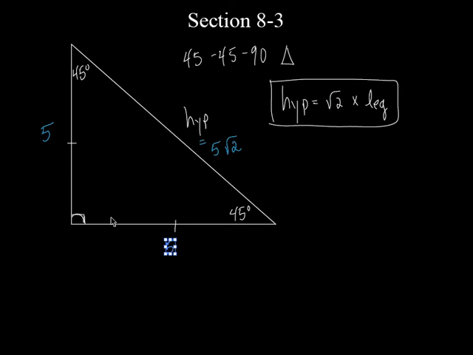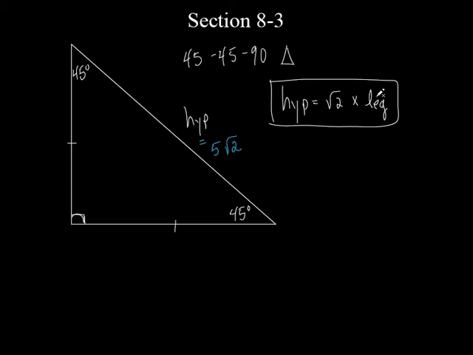What if they tell you the hypotenuse and you have to find one of the legs? So what if the hypotenuse is 5 square root of 2? Instead of taking the leg and multiplying to get to this, you're going to divide it. That's right. You're going to take this hypotenuse and do what to it? Divide it by what? The square root of 2.